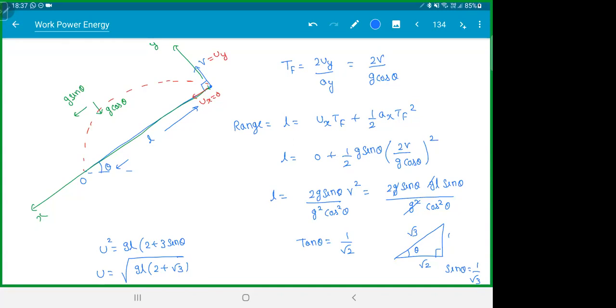Clear? You forgot the root. That's why you got tan theta half. Clear? Next one.